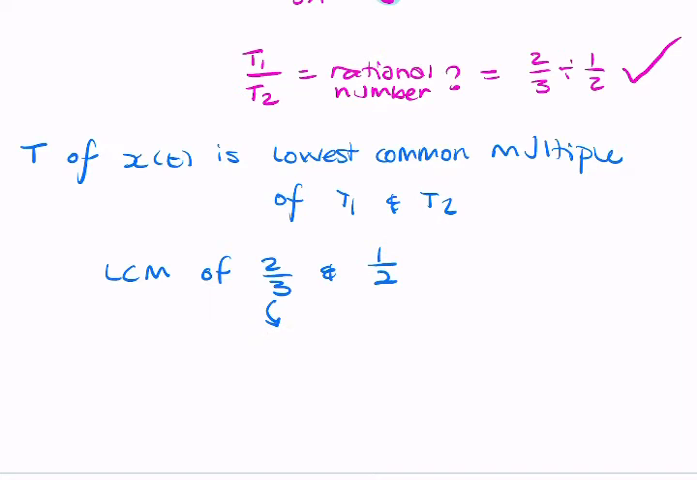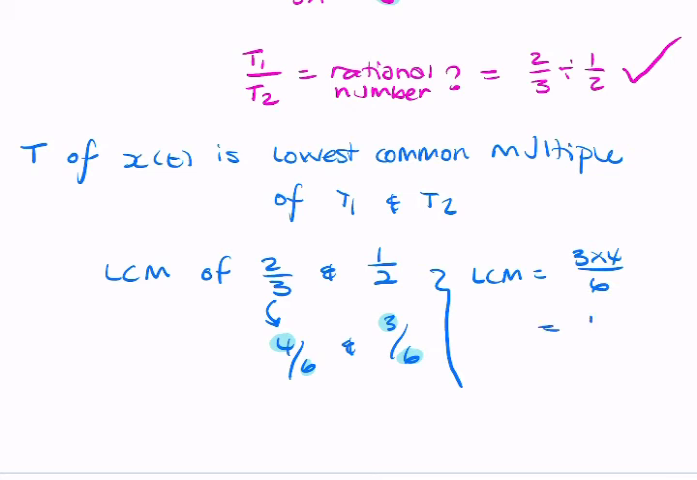We can rewrite 2/3 as 4/6. And we can rewrite a half as 3/6. And now, because we have a common denominator, we can simply find the lowest common multiple of the numerators. So the lowest common multiple will be 3 times 4 over 6, which is 12 over 6, which is 2 seconds.